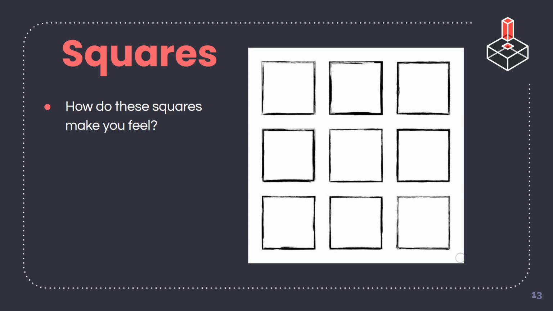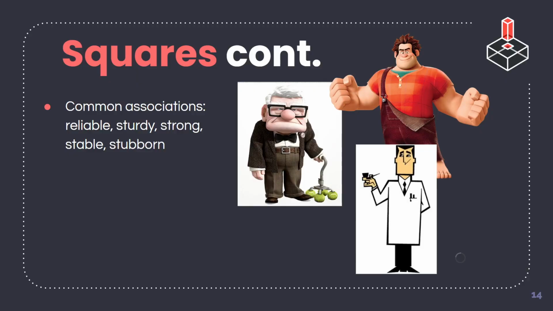Squares. How do squares make you feel? Rigid. Rigid? Yeah, they're rigid. They're really strong, stable, grounded. Yeah, definitely grounded. So, all of those. Yeah, strong and rigid in chat. Absolutely. Thank you, Rylan.